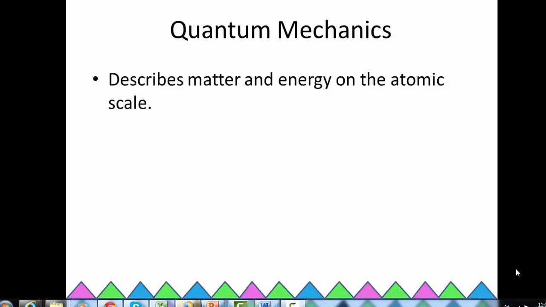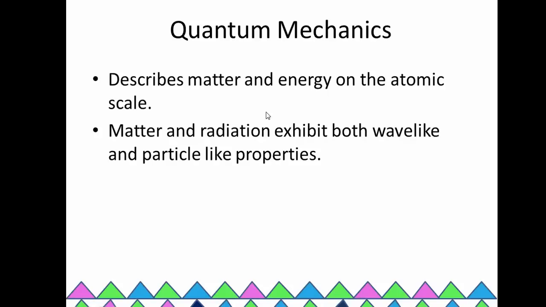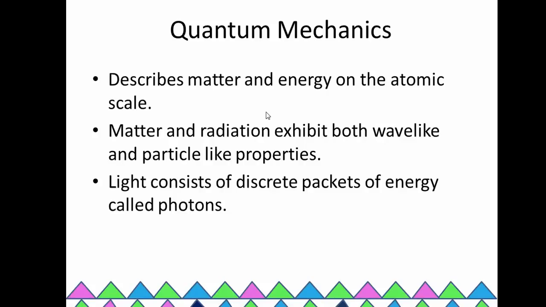So we established that quantum mechanics is important for us to understand chemistry because it describes matter and energy on the atomic scale. So we want to talk about quantum mechanics in a little bit more detail before we start talking about atoms and molecules. Like we mentioned earlier, in quantum mechanics, matter and radiation both exhibit wave-like and particle-like properties. And part of the particle-like properties that radiation exhibits are photons. So we're going to talk about how light consists of both wave and particle properties in this video.